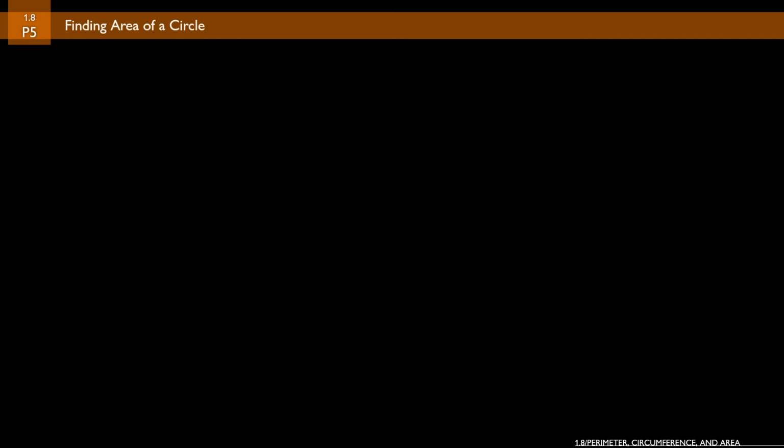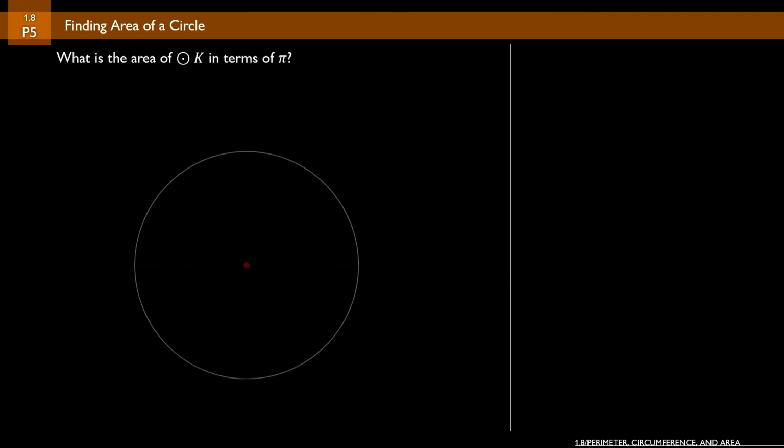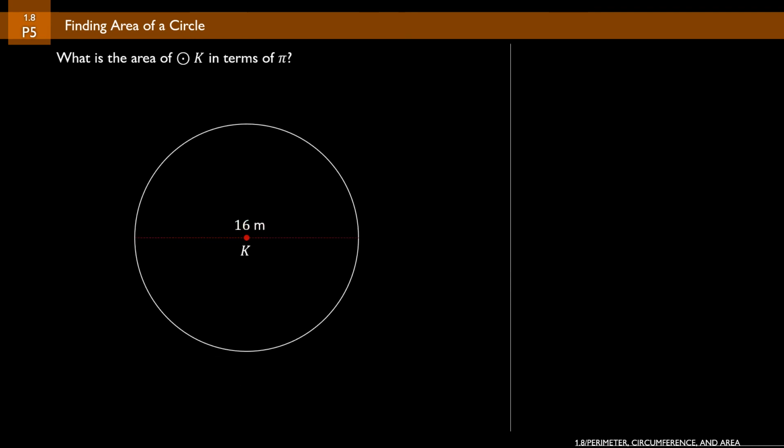In problem number 5, we're going to take a look at finding the area of a circle. We're asked, what is the area of circle K in terms of pi? In this problem, you can see that we're given the diameter is 16 meters. So what we need to do is figure out what the radius is going to be. Remember that there are 2 radii for each diameter, or the radius is half of the diameter. So if the diameter is 16, the radius is going to be 8.